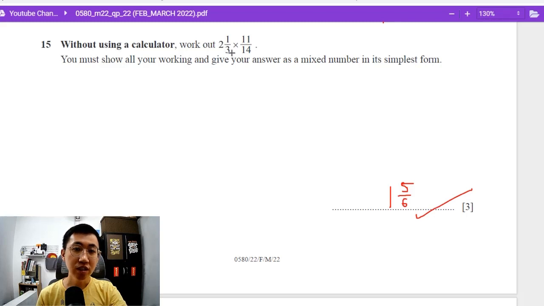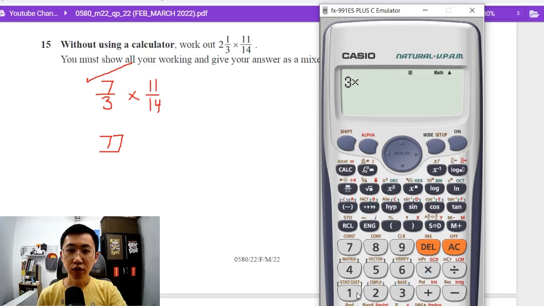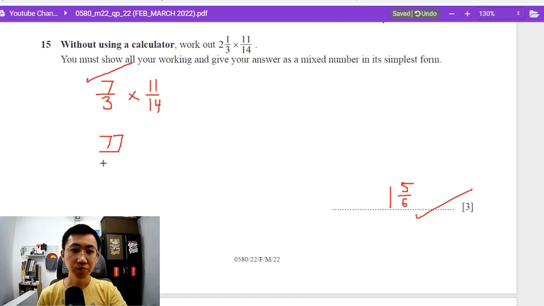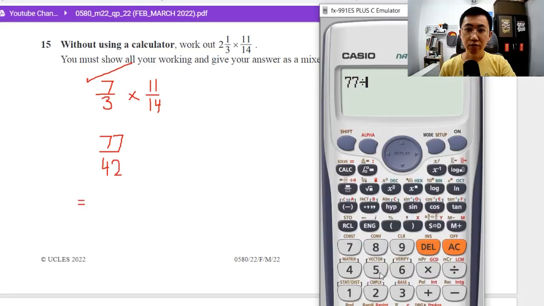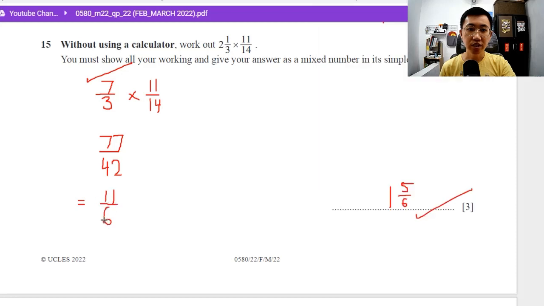2 times 3, you get 6 plus 1, 7. So 7/3 multiply with 11/14. So if you know how to change to improper, definitely will get you 1 mark already. Okay, and then when you do multiplication, 7 times 11, so you get 77. 3 times 14. Okay, so this one teacher can use the calculator. 3 times 14, so show this, 42. Alright, 77 divided by 42. Okay, so you will get 11/6. And finally show 1 5/6.